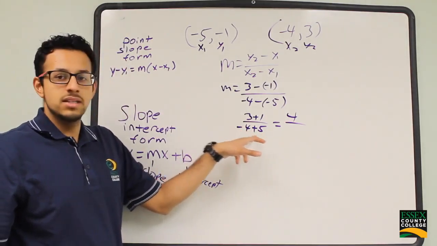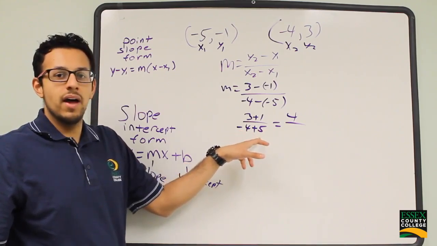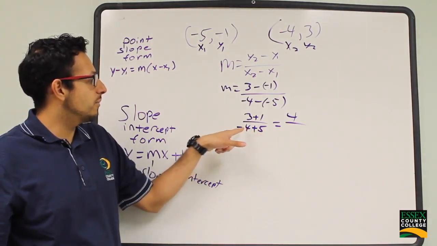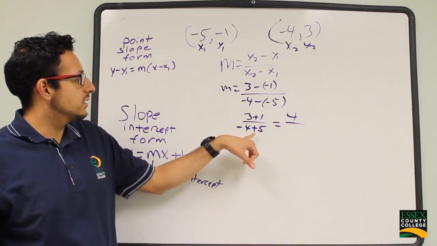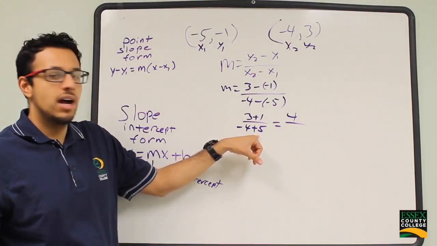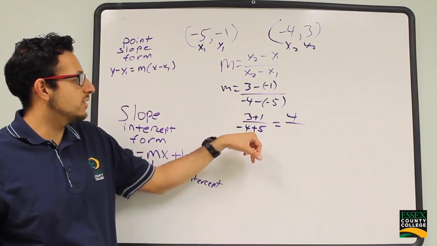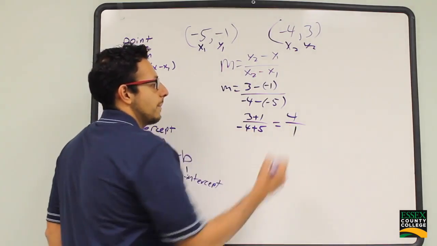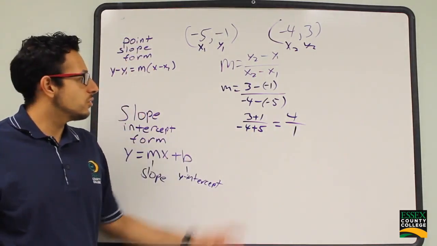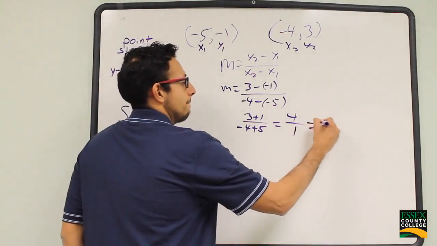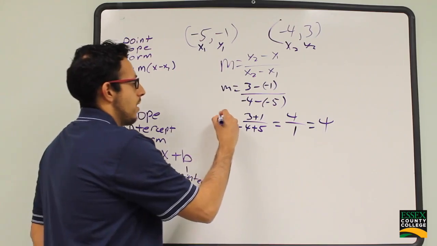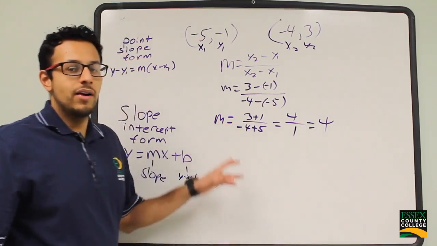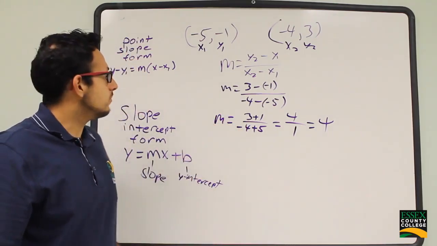When there's two opposite signs, you subtract, keep the sign of the higher. So it's actually 5 minus 4, which is 1, and the 5 is the higher number, so the sign of the 5 is positive, so it's actually just +1. So 4 divided by 1 is just 4. So we found our slope, our m.